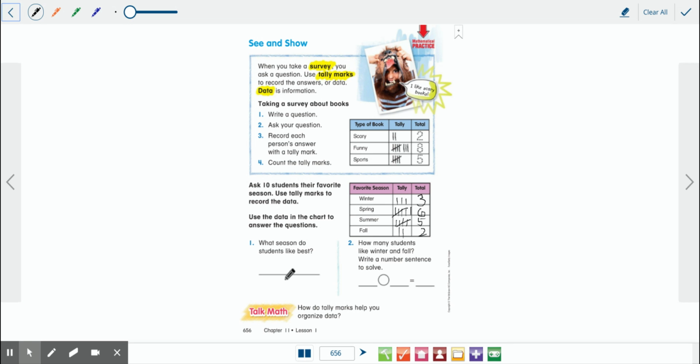Good. Now we're going to look at question number 1. What season do students like best? Well, if we're using this chart, the largest number is in spring. So, the most popular season for this group of people is spring. So we're going to write spring on our line.